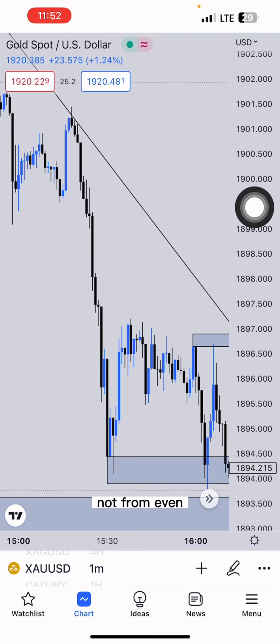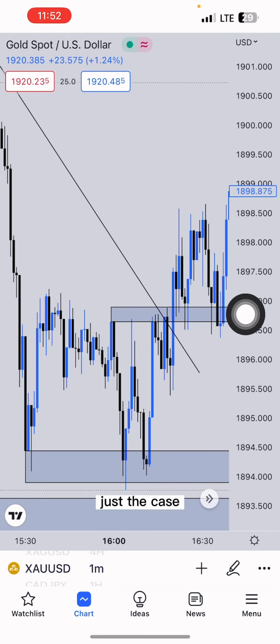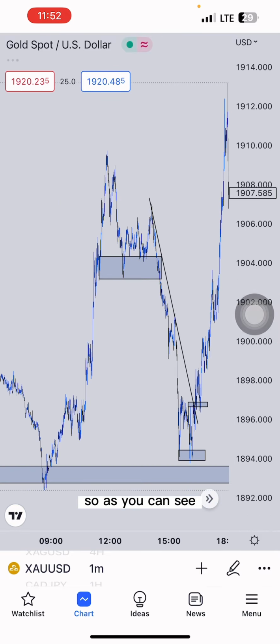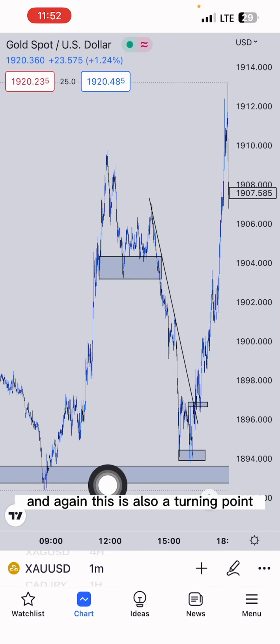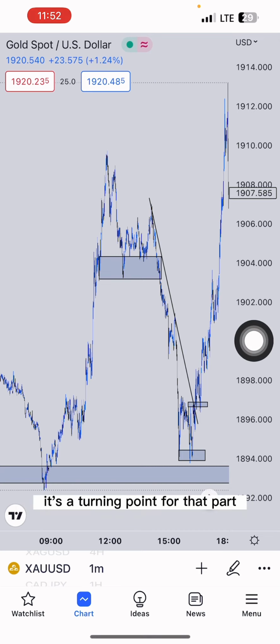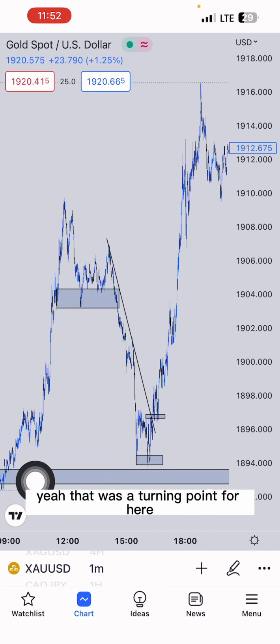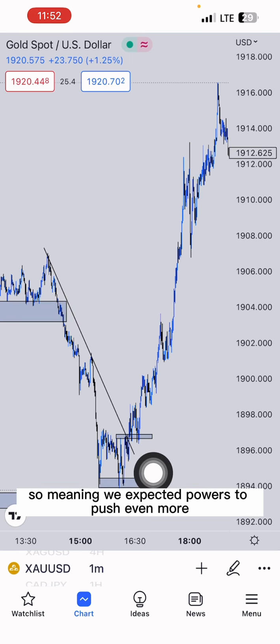But even from just there, guys, you see where we have, let me try to zoom out so that you can see. And again, this is also a turning point. You can see when price reached here, it's a turning point for that part. And then, let's see, yeah, that was a turning point for here. So meaning we expected price to push even more.